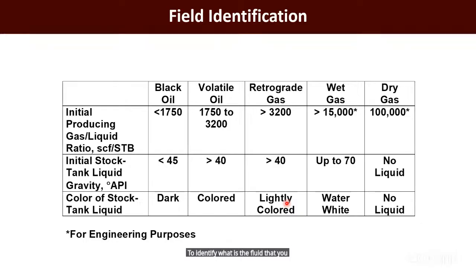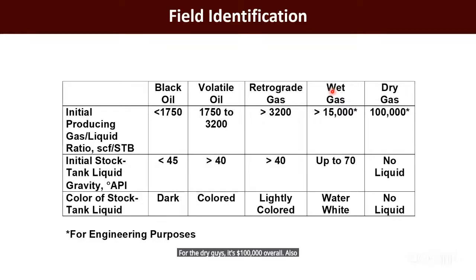For example, in terms of producing gas liquid ratio, if you have a gas oil ratio below 1750, it's a black oil. But in some books, it can be lower than 2000. For volatile oil, it's from 1750 to 3200. For retrograde gas, it's more than 3,200. For wet gas, it's more than 15,000. For dry gas, it's 100,000 or more.